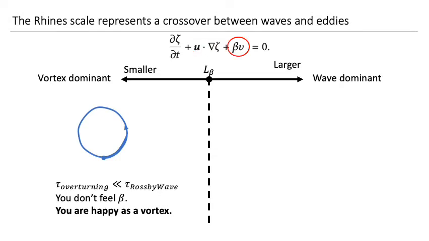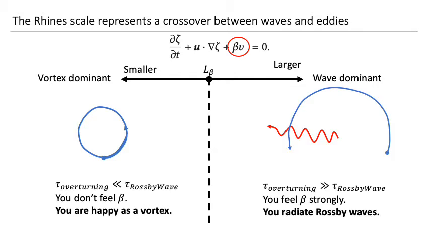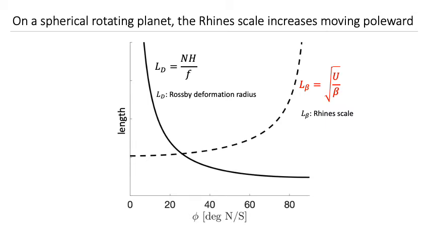Whereas if you are much larger than the Rhine scale, you're in a wave-dominant regime, which is to say that this linear beta term is much larger than the nonlinear advection term. And so in time scales, it takes you a lot longer to make one circuit around your circulation than the time it takes to produce a Rossby wave. And so you feel beta very strongly. You're in the linear regime here, and so you're going to radiate Rossby waves, or at least you're going to generate a Rossby wave. So that's the basic idea.